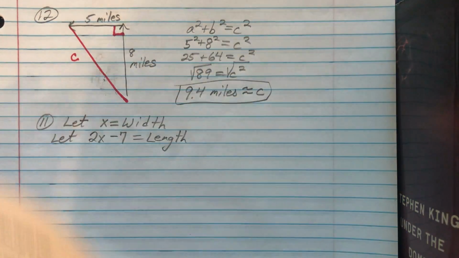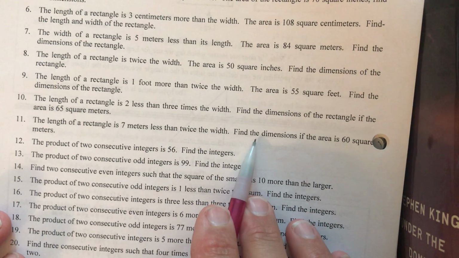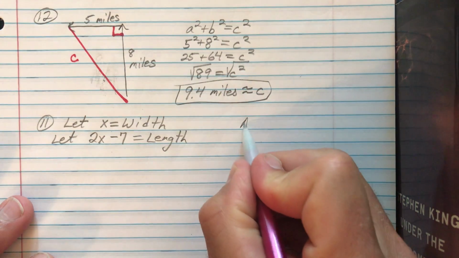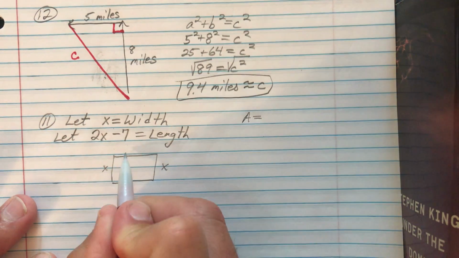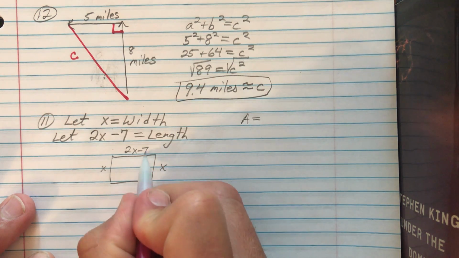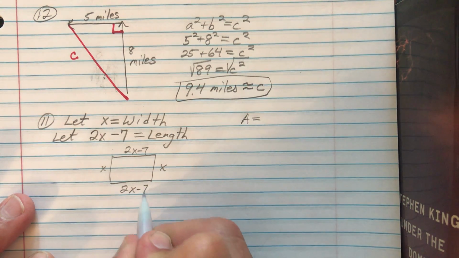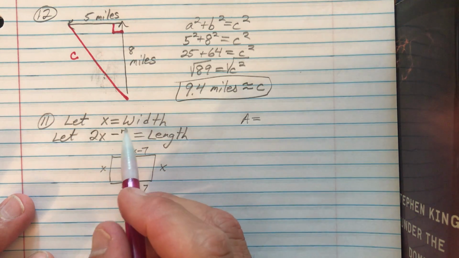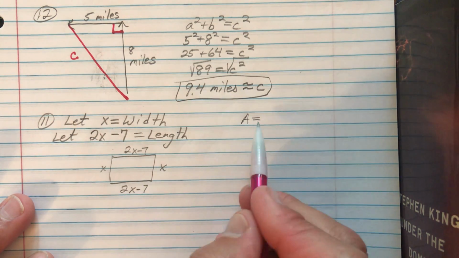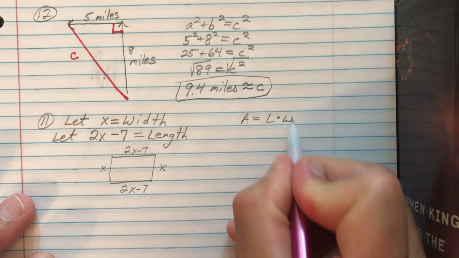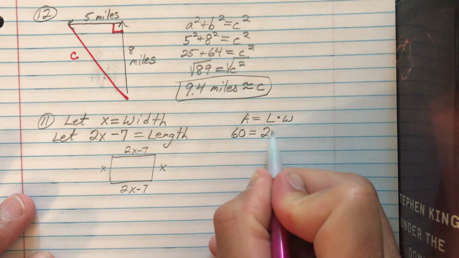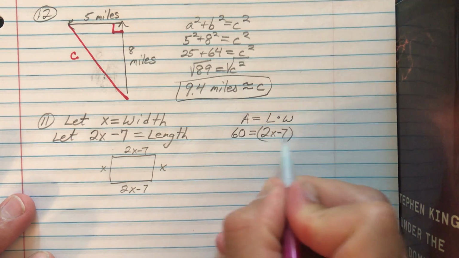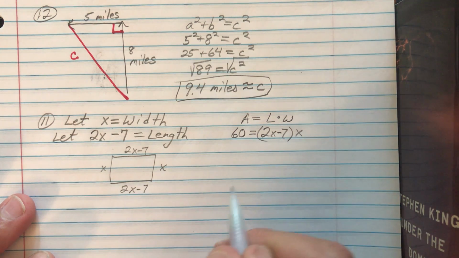Now let's read on. The second sentence says, find the dimensions if the area is 60 square meters. Here's what the rectangle would look like: x, 2x minus 7, 2x minus 7. The three most important things you could do to help yourself out: make some let statements, draw a picture, and then make an equation. Area is length times width. So the area, it says in the problem, is 60. The length is 2x minus 7. The width is x. Now let's solve this.